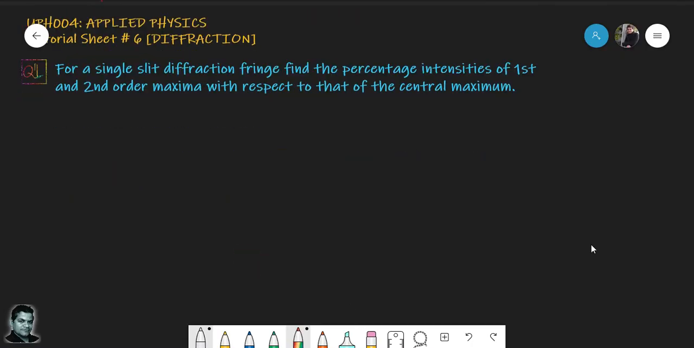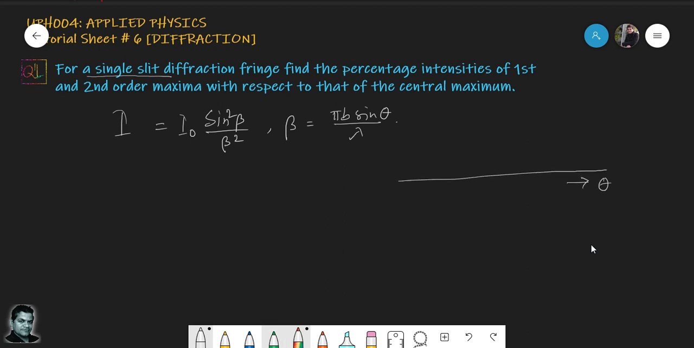Now to start with, let us look at the single slit diffraction pattern expression. Here the intensity is given by sine square beta by beta square, where beta is equal to pi b sine theta by lambda. If you plot this versus theta, it looks like this: there is a central maxima and then there are secondary maxima as you go away from the center.